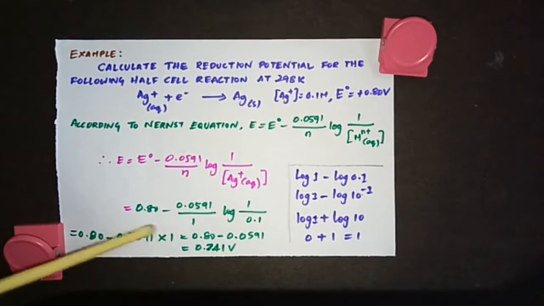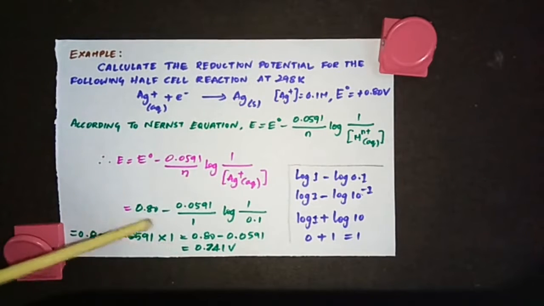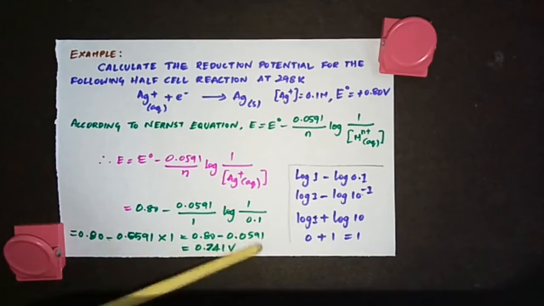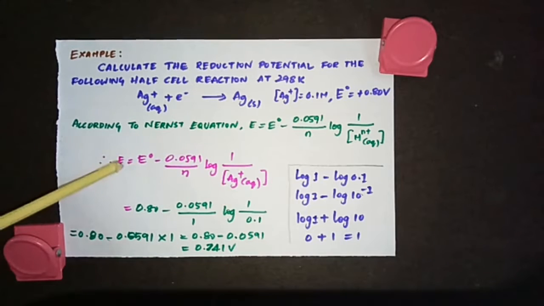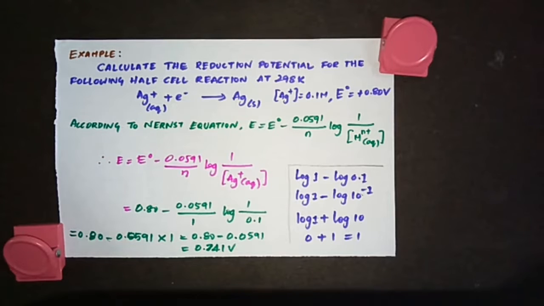So multiply these two values and then subtract from here. Here it is 1, so no problem. If it is some other value, do this multiplication part and then subtract from 0.80. So 0.80 minus 0.0591 will give you 0.741 volt. This is the E for the half cell reaction. So we are calculating the reduction potential. When we started deriving this Nernst equation, we actually applied it to the half cell, and we are deriving the reduction potential for that half cell. Now let's see how to calculate the EMF of the cell with the help of the Nernst equation.